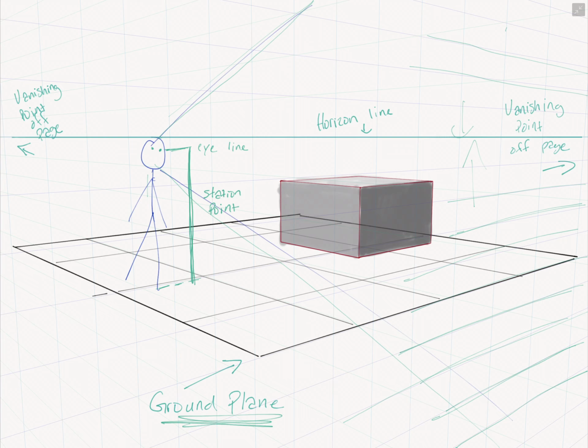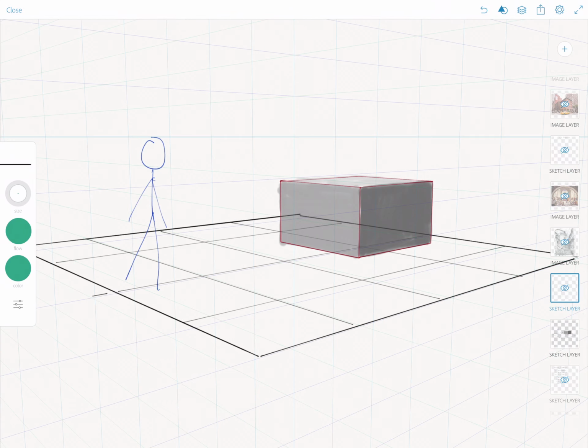The same is true on the left hand side of this image. If I start drawing lines here, because they're all on different angles, eventually they'll all come together and meet at some point off of the page. You'll see some more examples of that in a second. So I'm just going to turn these two layers off.